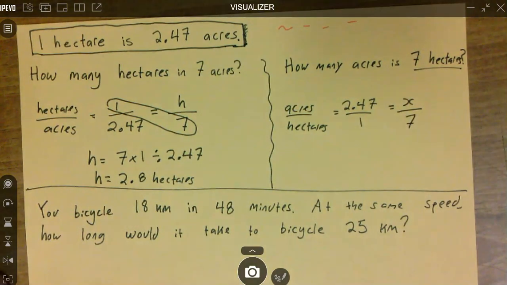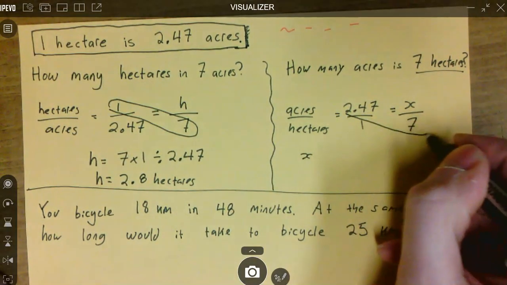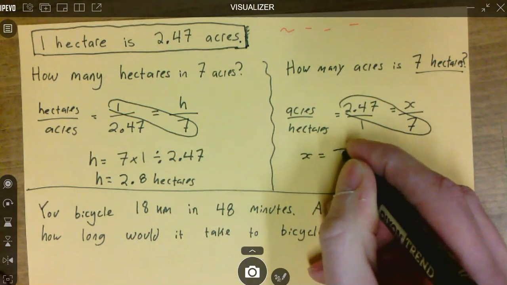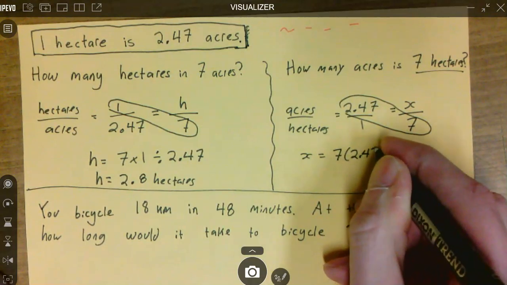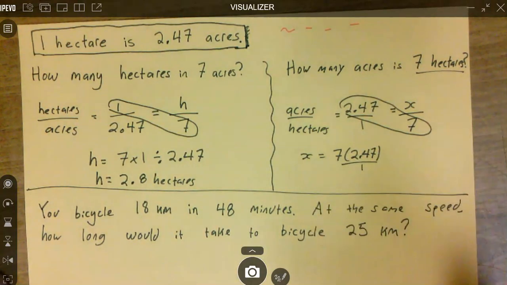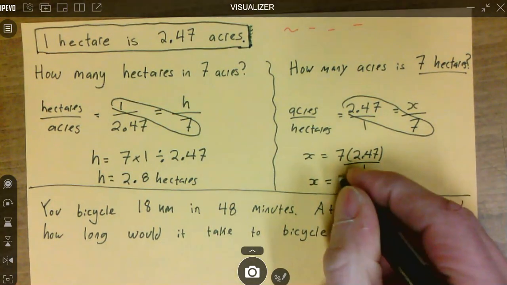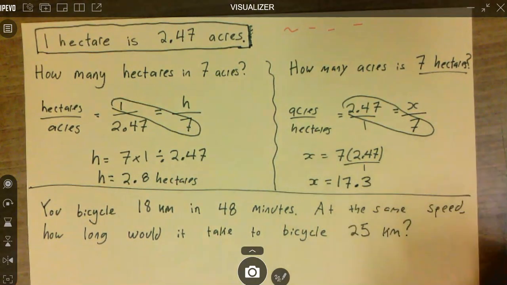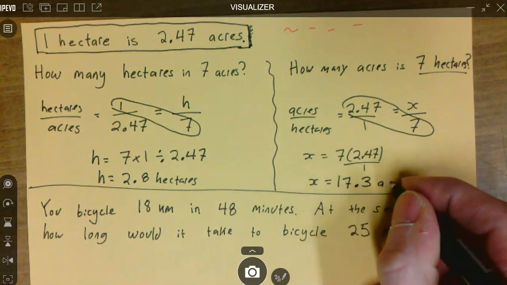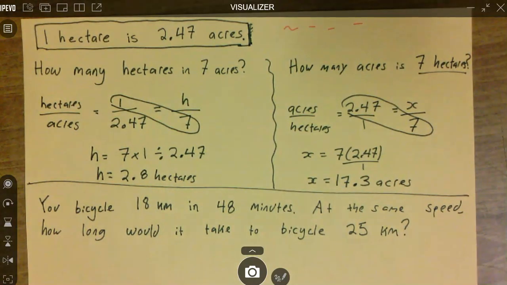So I could use x to represent a quantity that I don't know, but I want to know, and then again, I multiply whatever diagonal does not include the variable. We've got 7 multiplied by 2.47. In high school, we often don't write the times symbol, and then I would divide it by 1. So it's 7 multiplied by 2.47, and again, my final answer is going to have a quantity. In this case, if I round it to 1 decimal, it's 17.3, and then a unit, which in this case would be acres. So that's one way, again, maybe not the most efficient way, but it is one way to reliably convert between any 2 units.